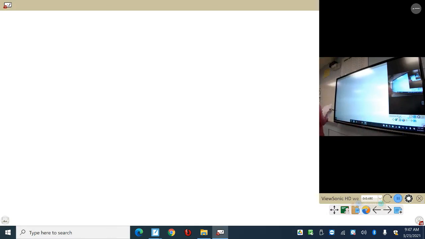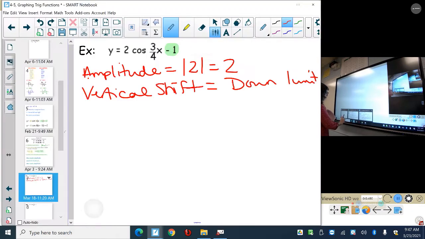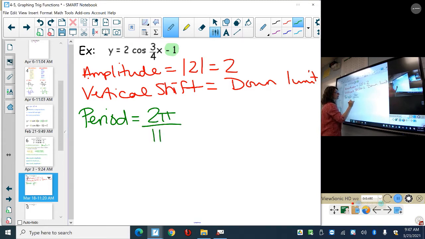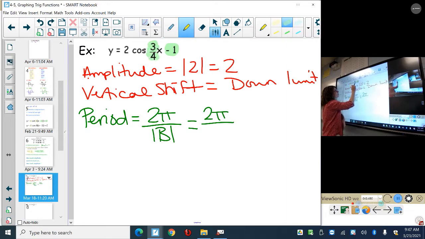Okay, so the amplitude is the next thing that I want you to do. Then after we do our amplitude, we talked about our vertical shift. Then I'm going to ask for your period. The period is what is happening to this function. It is always 2 pi divided by the absolute value of b. 2 pi divided by b. b in this case is going to be 3/4.